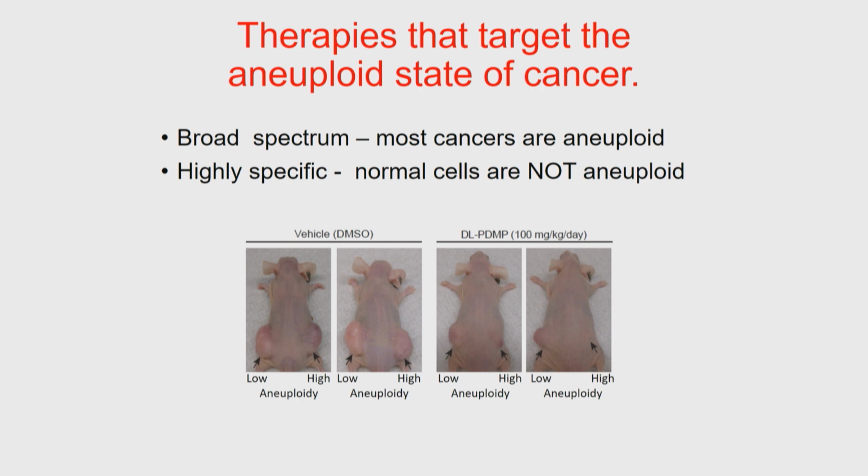We believe that such cancers, with aneuploidy as a therapeutic target, would be highly efficacious. It would be broad spectrum. I told you most solid human tumors are aneuploid. It would also be highly specific because normal cells are not aneuploid. And several groups, including mine, have begun to look for such compounds that can do this, and we have early results suggesting that they may exist.